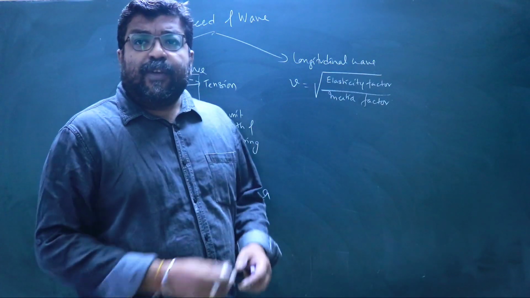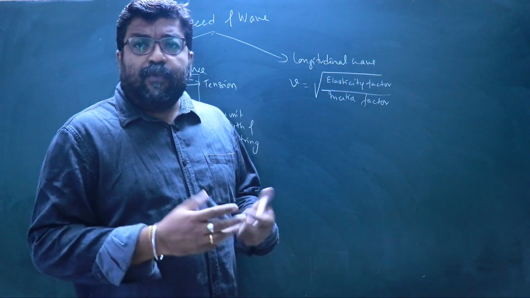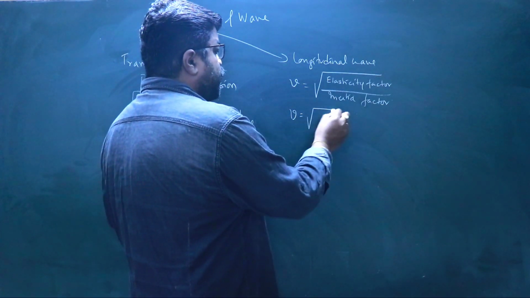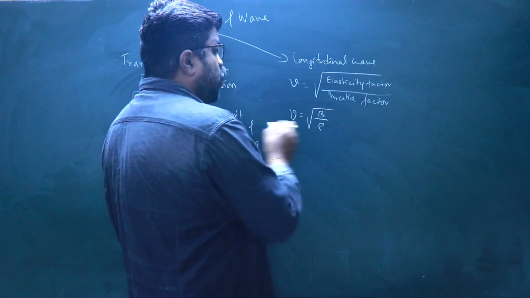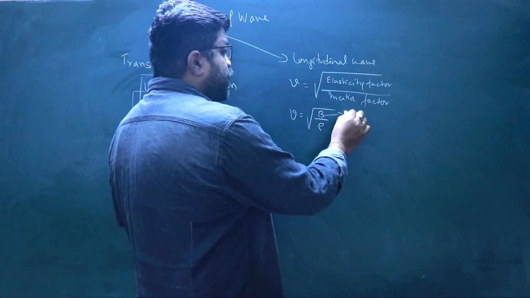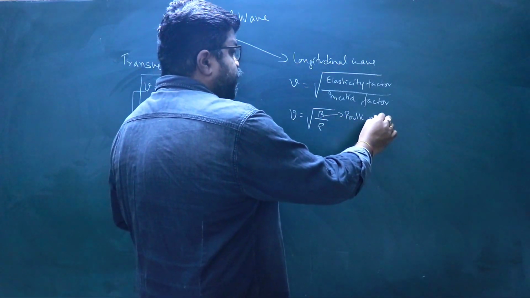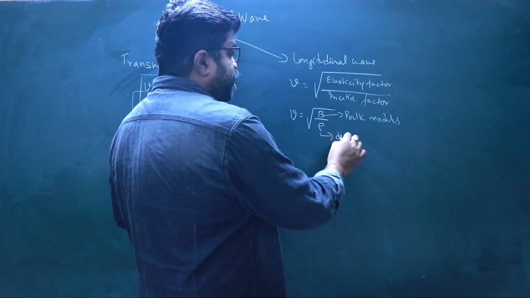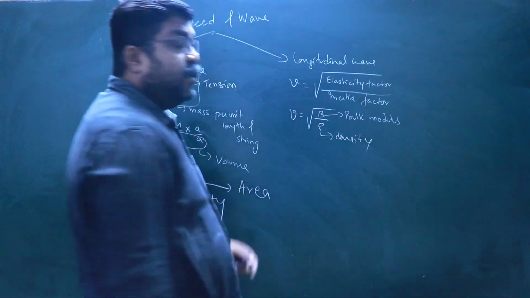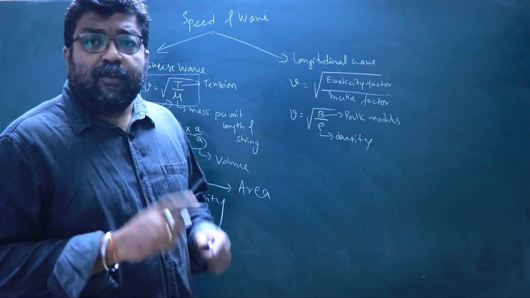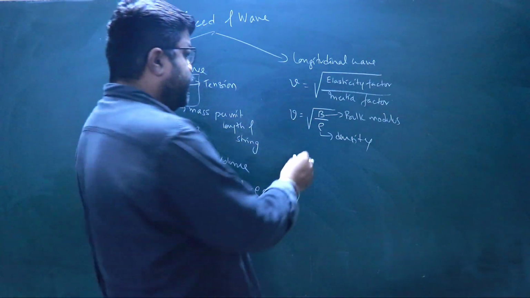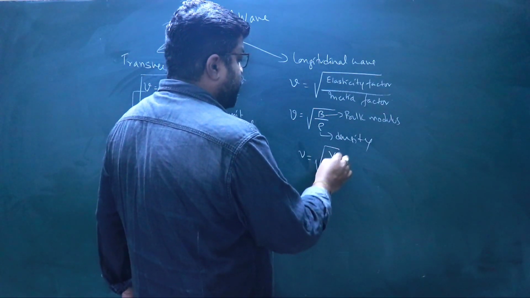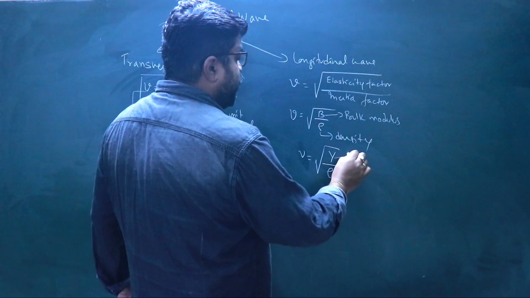If a longitudinal wave is propagating through a fluid or a solid, in that case we have v is equal to square root of B by rho. B is the bulk modulus, and rho is the density. Now if the longitudinal wave is propagating in a rod, in that case the speed v is equal to square root of Young's modulus by rho. This Y is the Young's modulus.